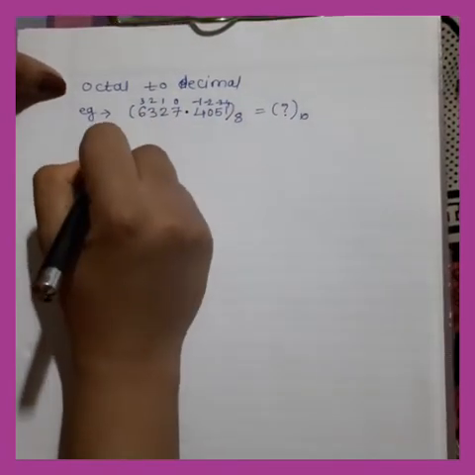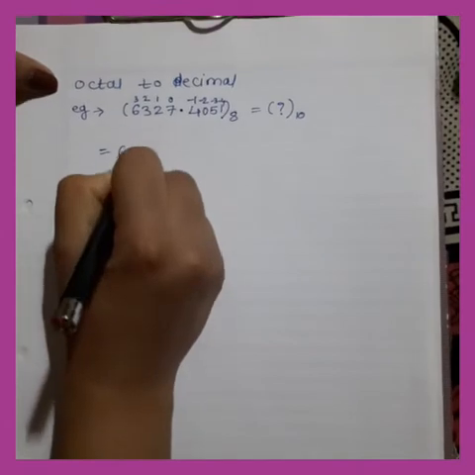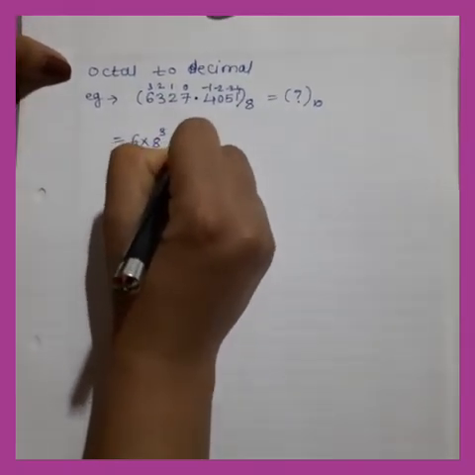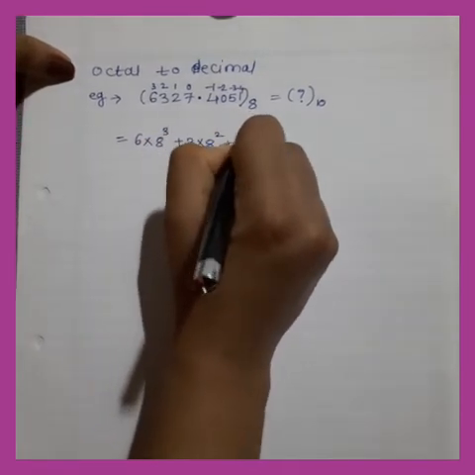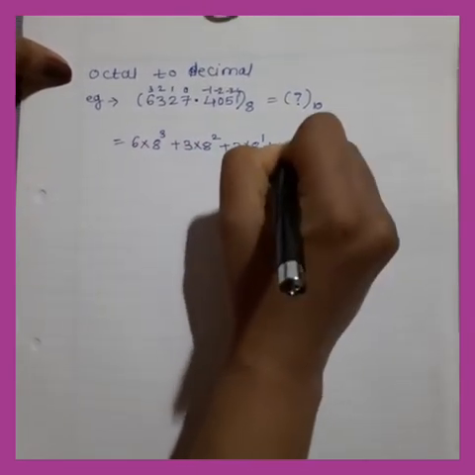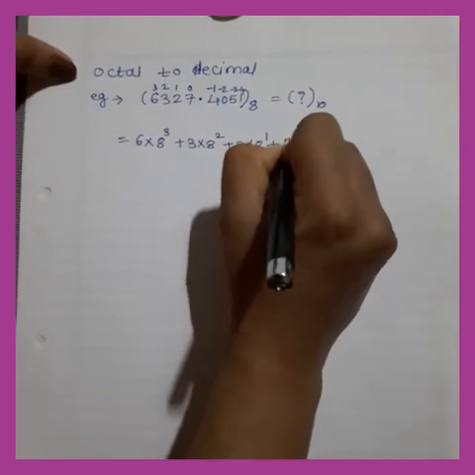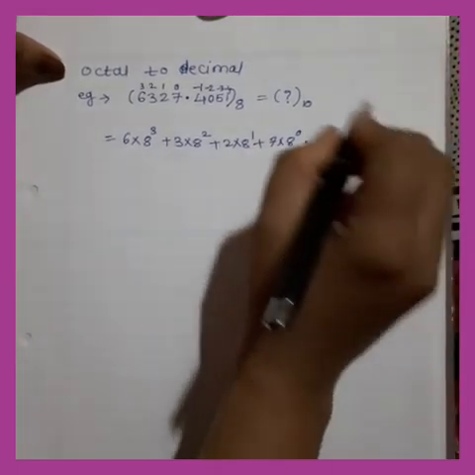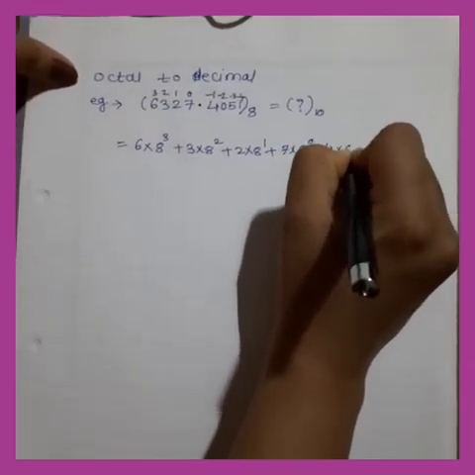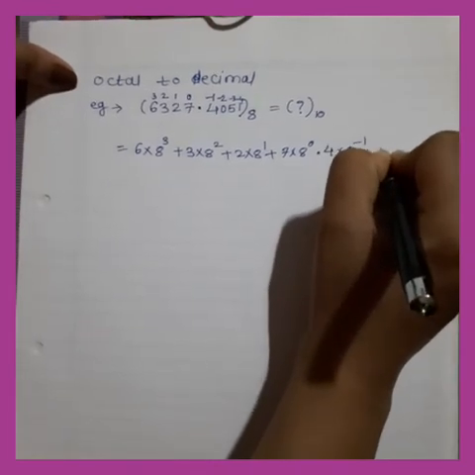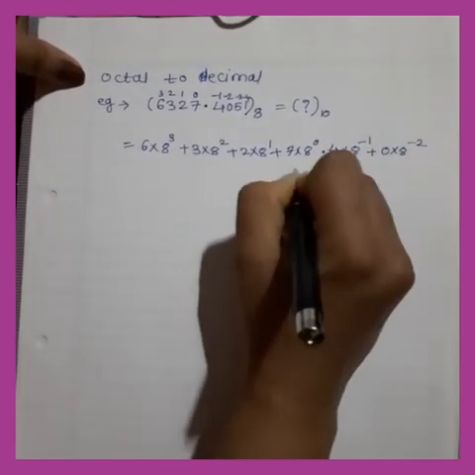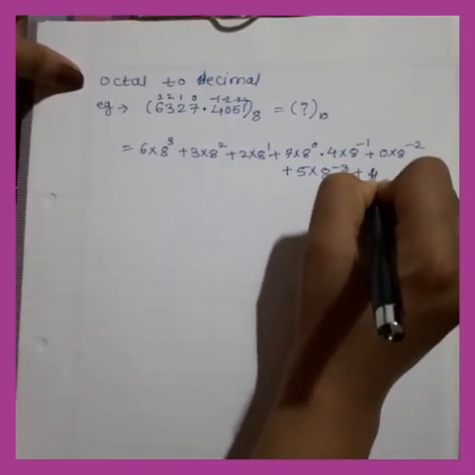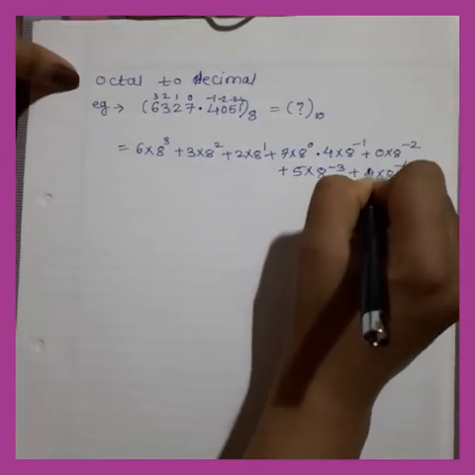So we can write this as 6 into 8. Why 8? Because we are converting octal numbers. 8 raised to 3 plus 3 into 8 raised to 2 plus 2 into 8 raised to 1 plus 7 into 8 raised to 0. Point will remain as it is. 4 into 8 raised to minus 1 plus 0 into 8 raised to minus 2 plus 5 into 8 raised to minus 3 plus 1 into 8 raised to minus 4.